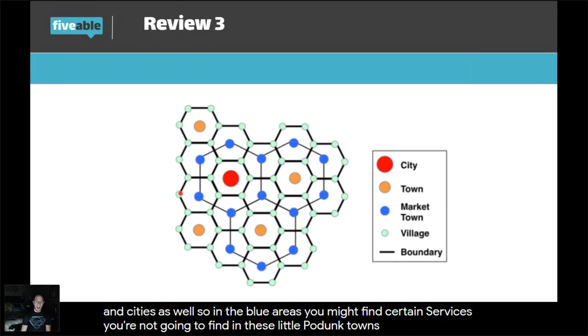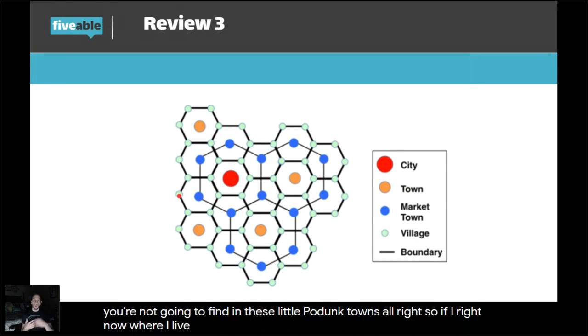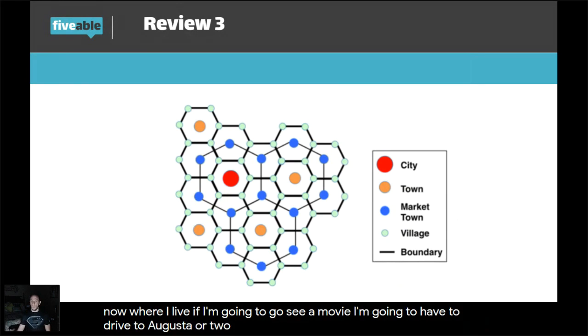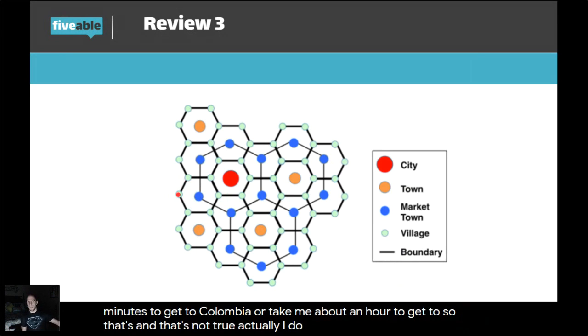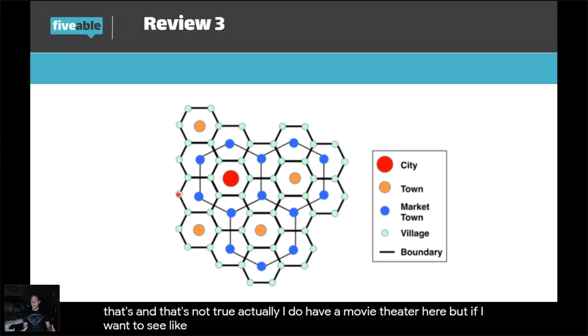So in the blue areas, you might find certain services you're not going to find in these little podunk towns, right? So right now where I live, if I'm going to go see a movie, I'm going to have to drive to Augusta or to Columbia. Augusta will take me about 40 minutes to get to. Columbia will take me about an hour to get to. So that's not true. Actually, I do have a movie theater here, but if I want to see a legit movie and in the big recliners and things like that, that's what I have to do.